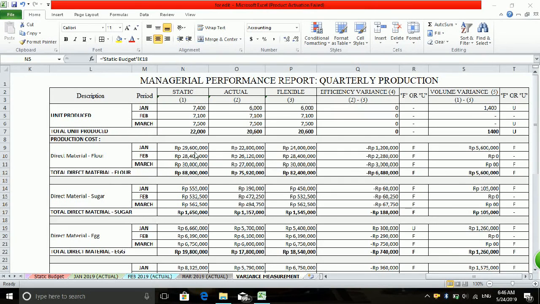This is the managerial performance report for quarterly production, or cost of goods manufactured. For the static nominal, you will input all the static nominal from the static budget. And for the actual, it is based on all the transactions which we have made into journal entries from January to March. And for the flexible, the production unit will be the same as the actual production unit. For the production cost, the formula will be static nominal divided by static quantity multiplied by actual quantity.